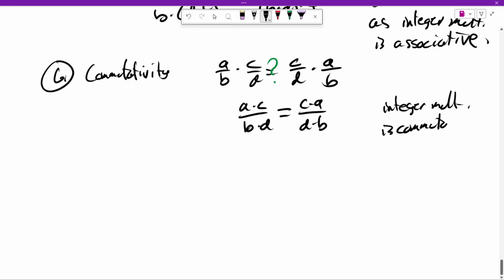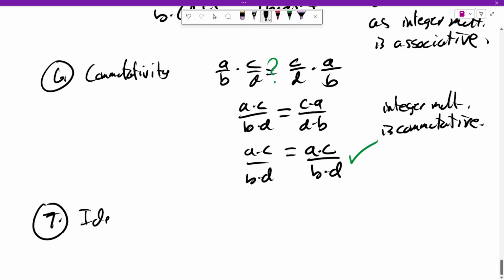So we're seeing that a lot of the properties from Q come from the fact that they're true for Z. So the numerator we can just rewrite as a times c, and the denominator we can just rewrite as b times d. So again, these are just equal as symbols. There's no reducing involved or finding an equivalent fraction.